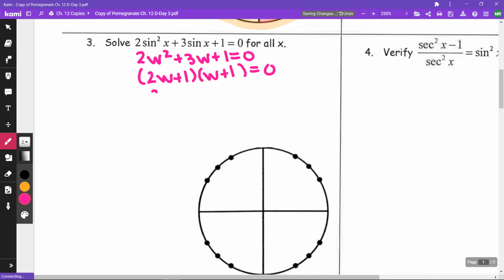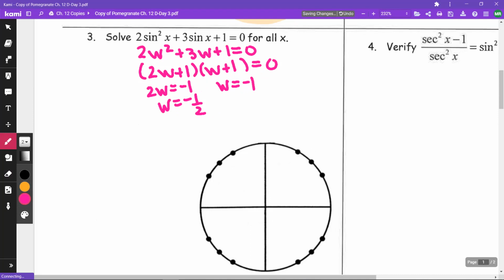So that means that this would be 2w is equal to 1. W would be 1. Actually a negative 1. Okay, this would be 2w would equal a negative 1, which means w equals a negative 1/2. This one's going to be w equals a negative 1. Now remember, these weren't w's. It really was a sine x that we were dealing with. So I want to figure out where sine x is equal to a negative 1/2. And I want to think about where sine x is equal to a negative 1.